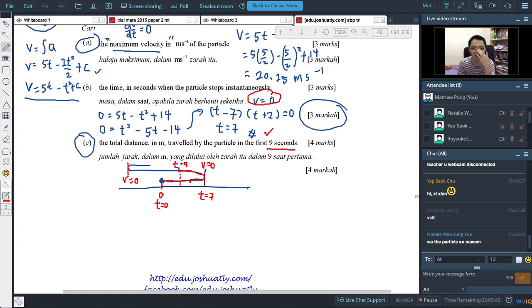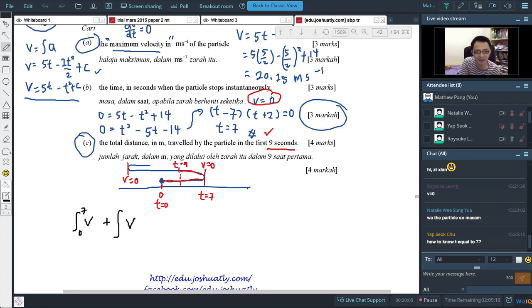So I will teach you the easiest way to solve this. Because I understand this, since I know 0 to 7, I will integrate. In order to get displacement, I will integrate v from 0 to 7. Then plus, I will integrate v again from 7 to 9. Do you see this is the total in the first 9 seconds? And then I will separate at 7 here because the particle makes a U-turn at 7. Alright.